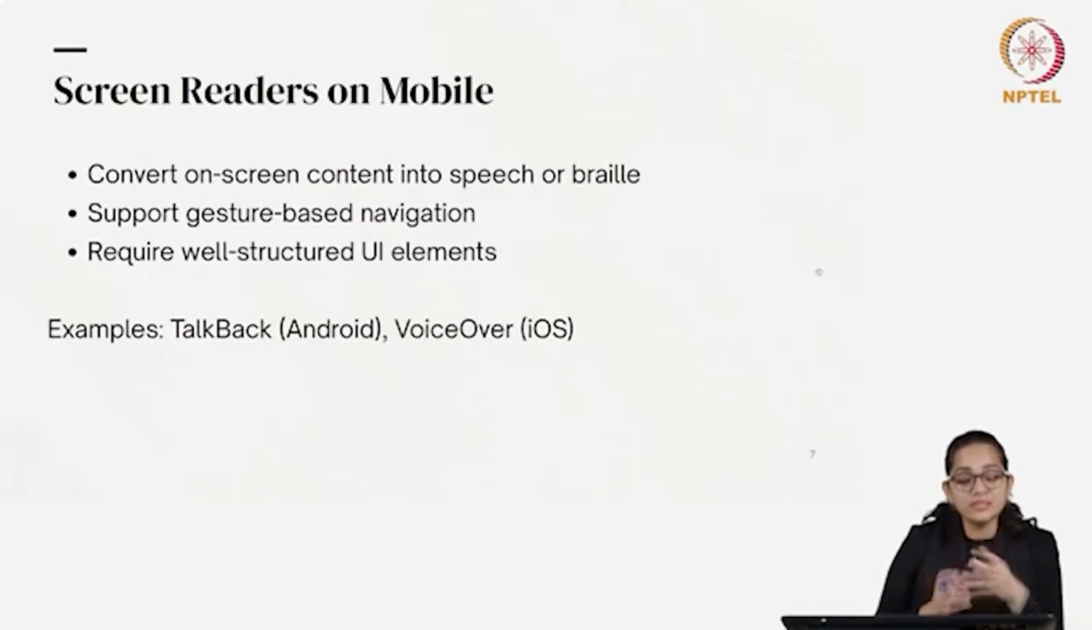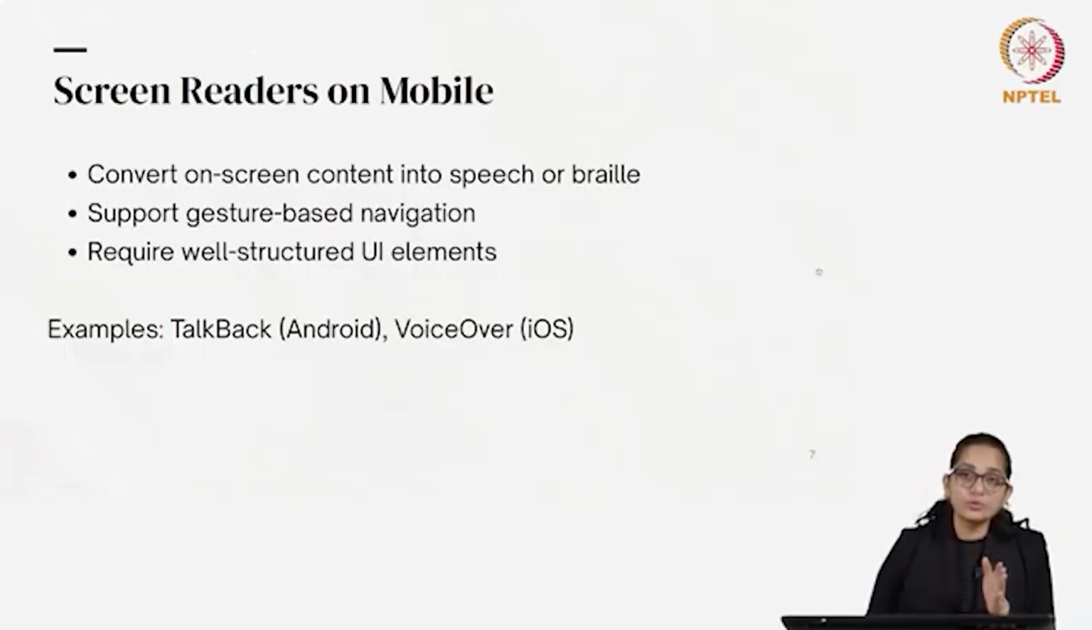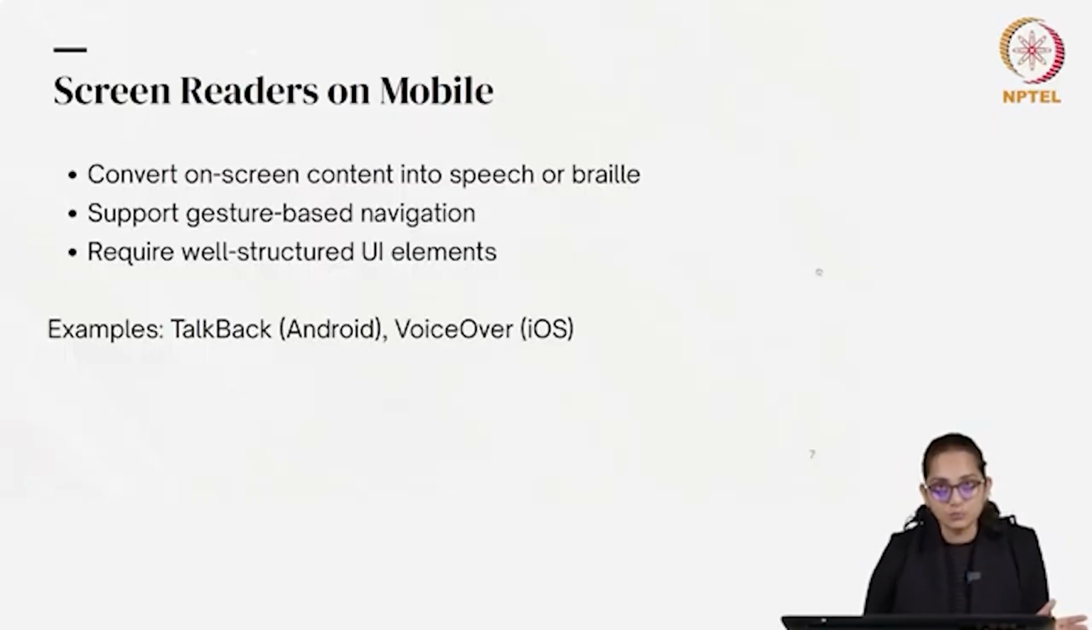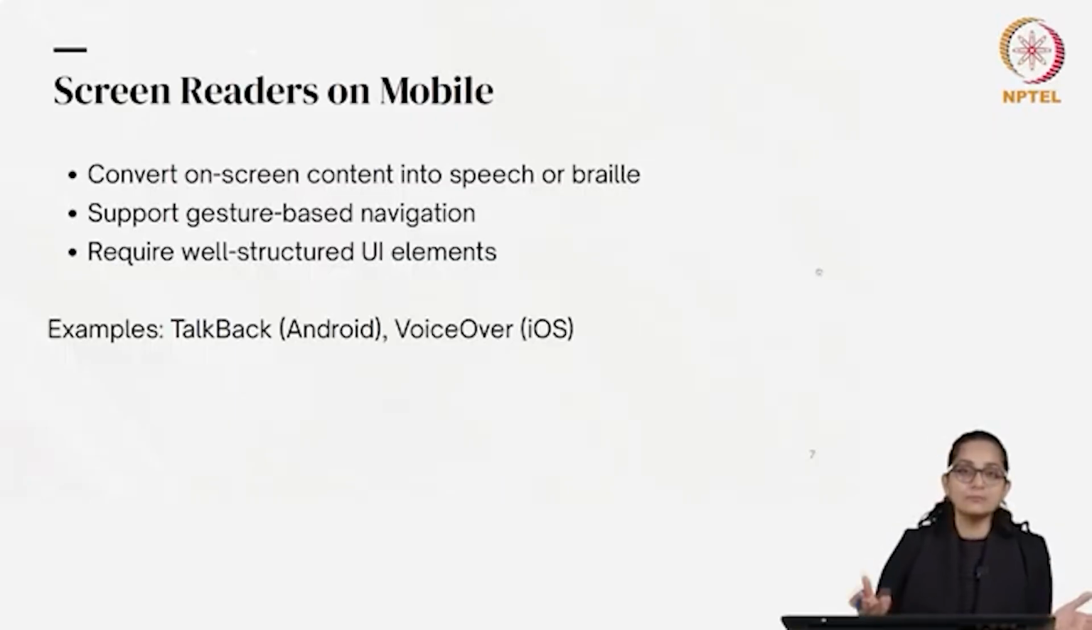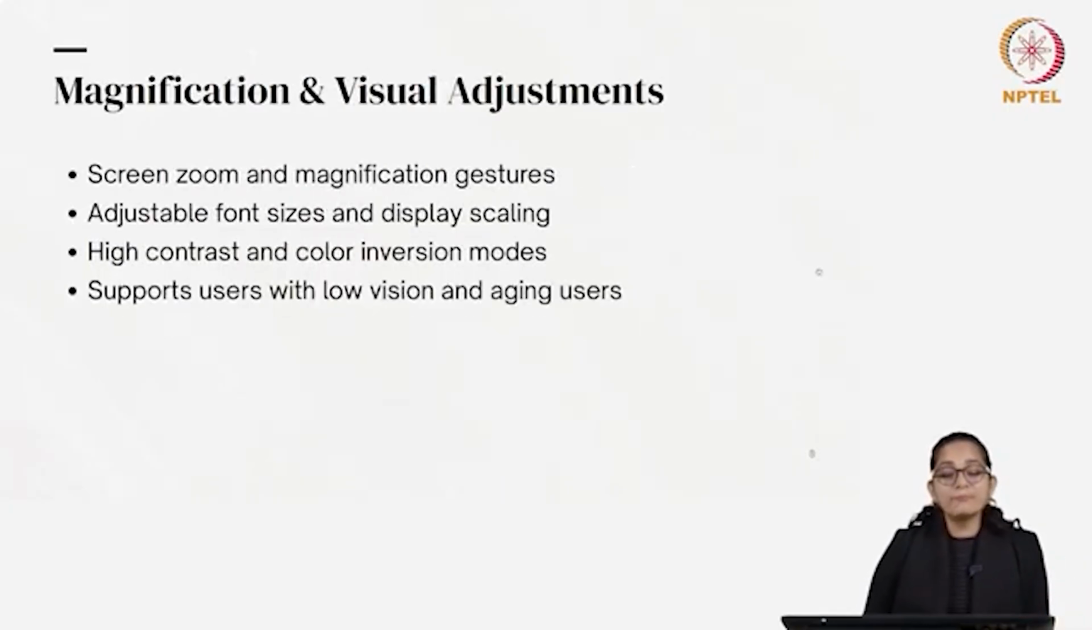So the point is that we need to have well structured UI elements. Examples are that Android phones have TalkBack, iOS phones have VoiceOver. Both can be simply enabled by going to settings and turning them on through the accessibility dialog box.